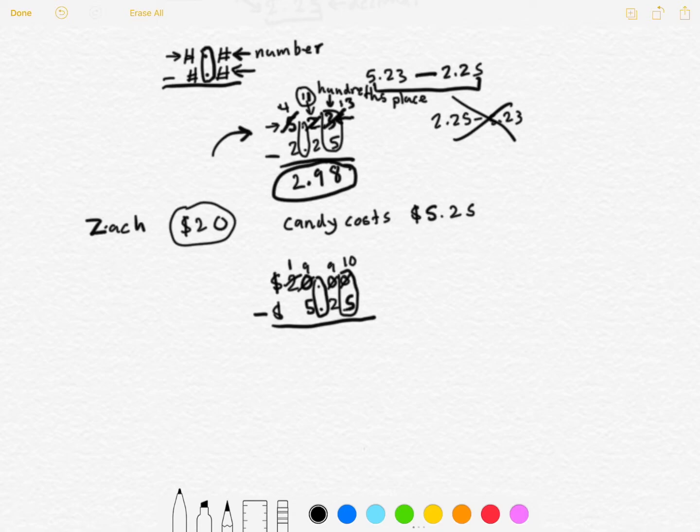And so, as we would do subtracting whole numbers, 10 minus 5 is 5, 9 minus 2 is 7, 9 minus 5 is 4, and then we just drop down the 1. And so, after buying this candy, Zach has $14.75.